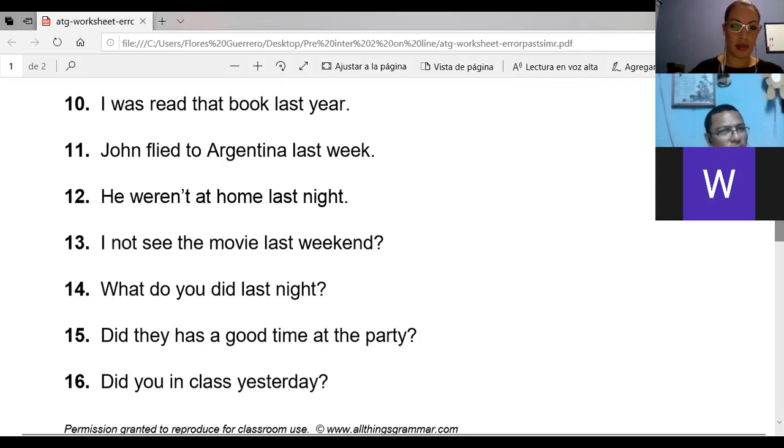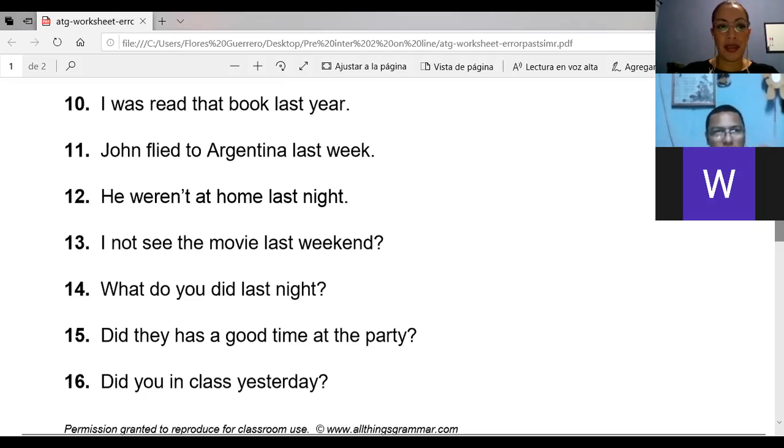John was right to Argentina last week. John flied. Is that correct, the verb? Flight. Last week. John flew? John flew. That is an irregular verb. No ED. It changed writing.